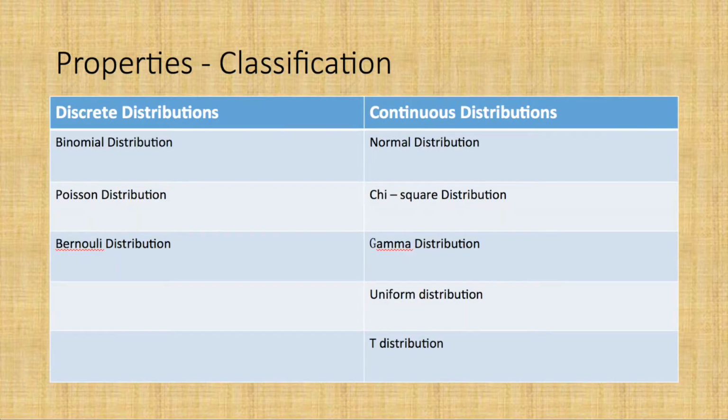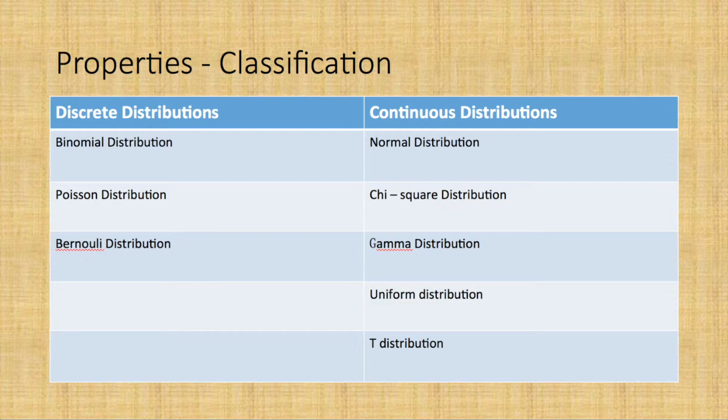Now we're going to talk about the classification. There are two kinds of random variables: discrete variables and continuous variables. The difference is whether the variable can take unlimited values or not. The discrete variables are those which could take unlimited values between two specific values. According to this classification, the distributions are also divided into discrete distributions and continuous distributions.